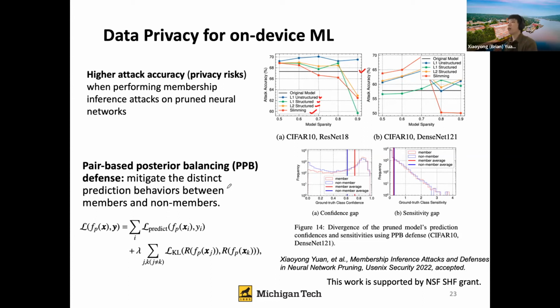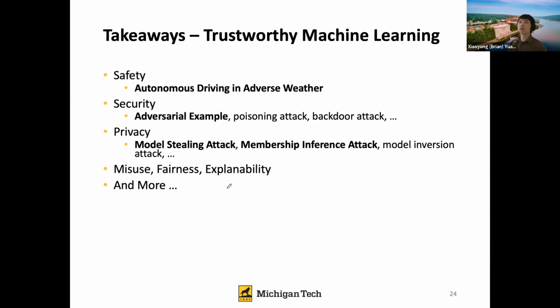So here is the takeaway. In today's talk, we discussed the safety issues in autonomous driving. We talked about several examples regarding security issues in machine learning. And we talked about two privacy-related attacks, the model stealing attack and the membership inference attack. There are many other attacks we don't have time to cover in this talk, but we have identified many attacks in recent years.